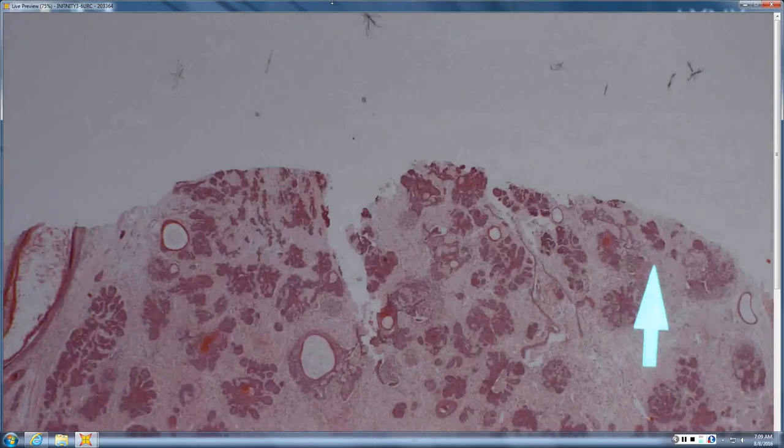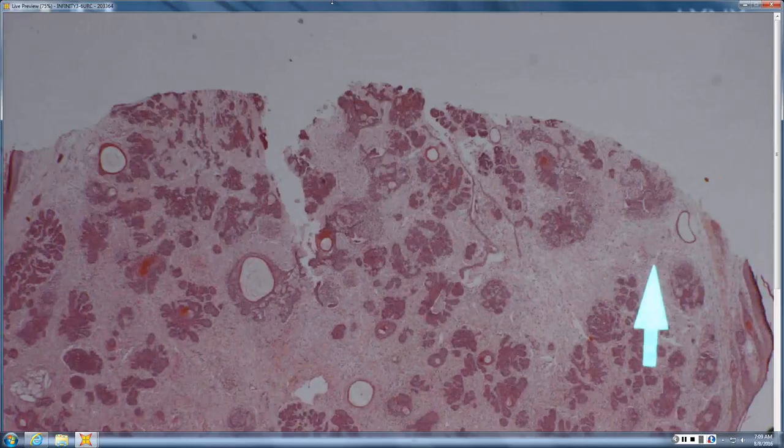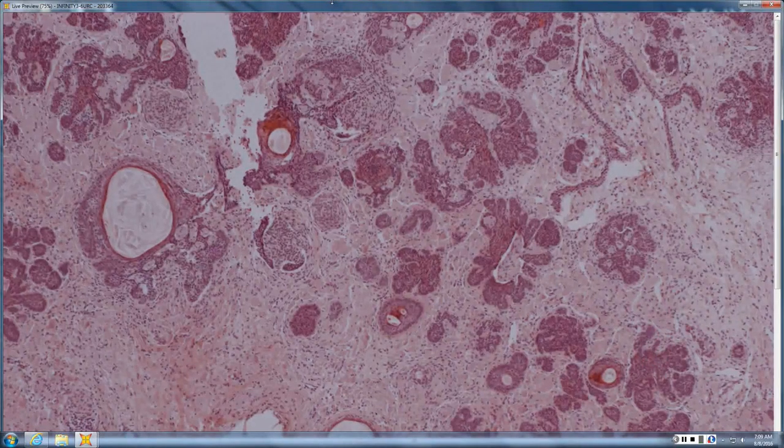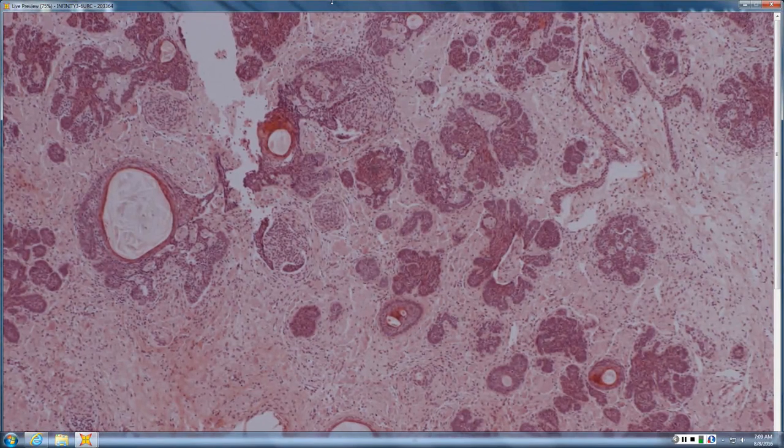So, 11. Blue islands, right? You can already see some peripheral palisading. What's wrong with the stroma? Good. So, it's fibrous. So, that makes you think that this is not a basal cell, correct? It's different, yes.